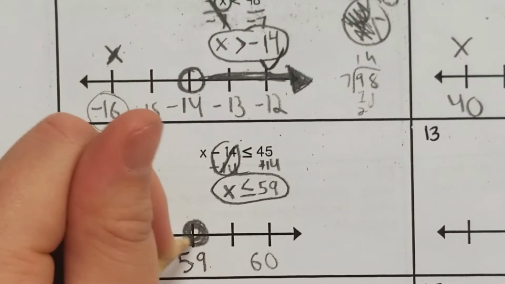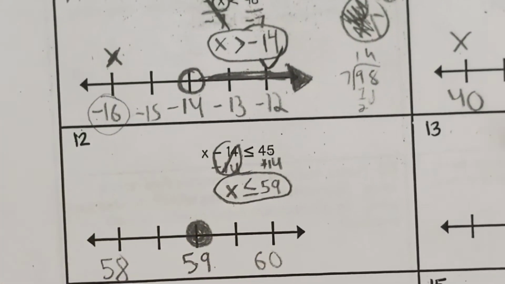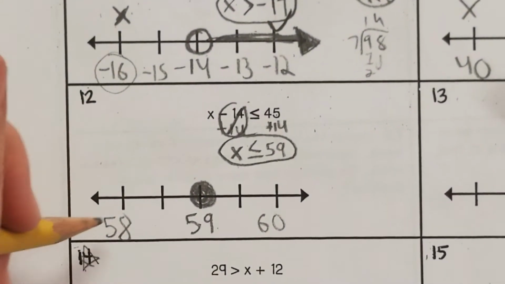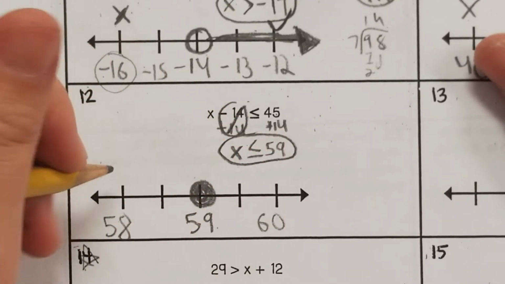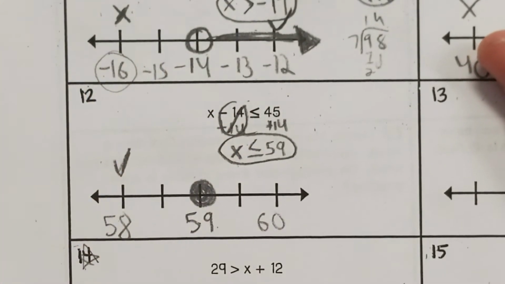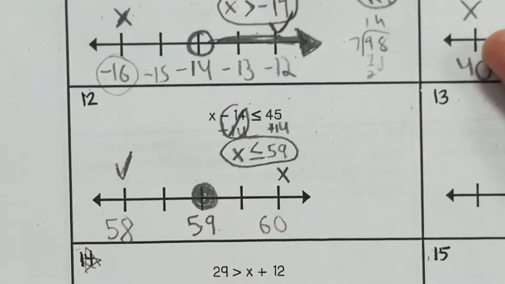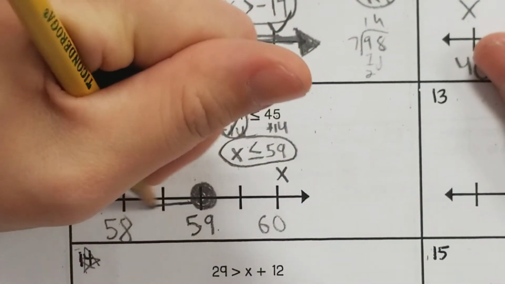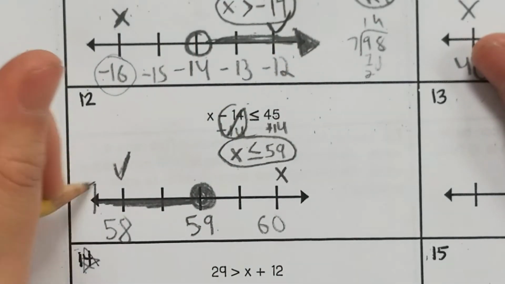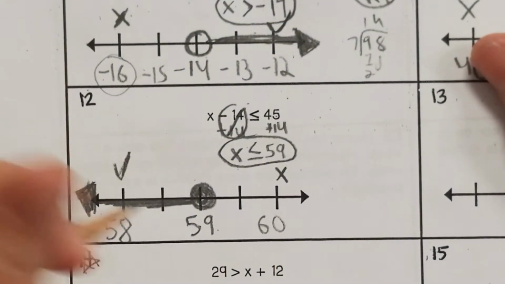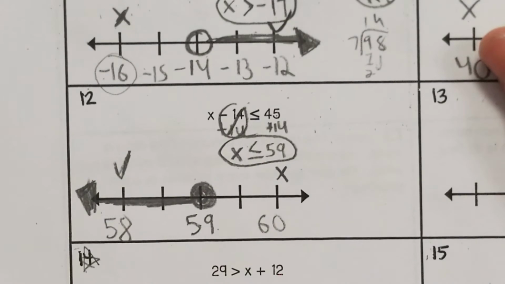I know it's a closed circle because I have a line that says or equal to. And is 58 less than or equal to 59? Yes. Is 60 less than or equal to 59? No. That is why my arrow is pointing to the left, the same way my inequality is.